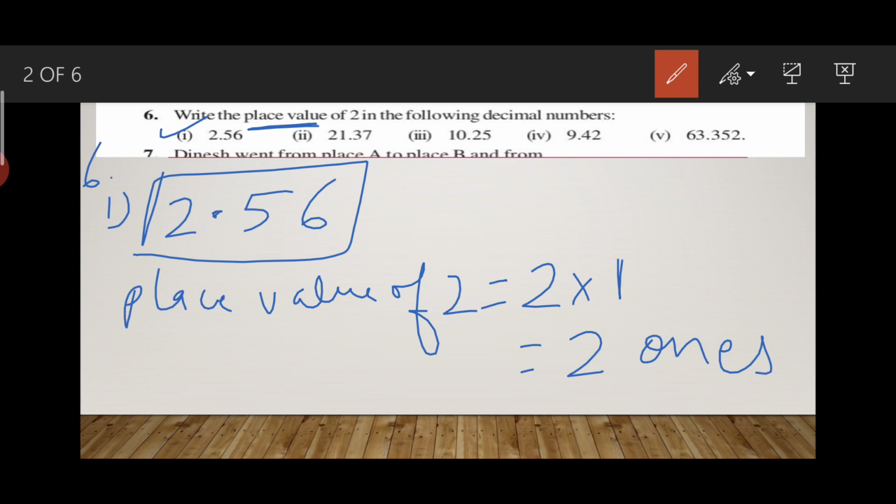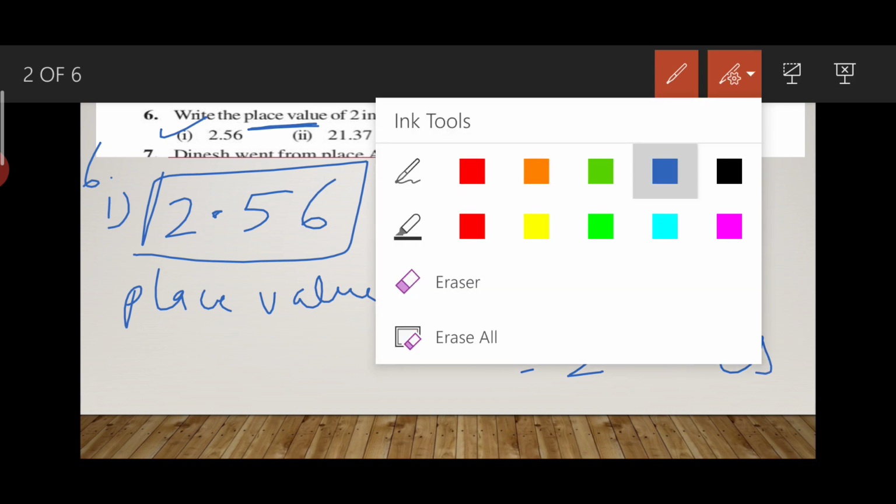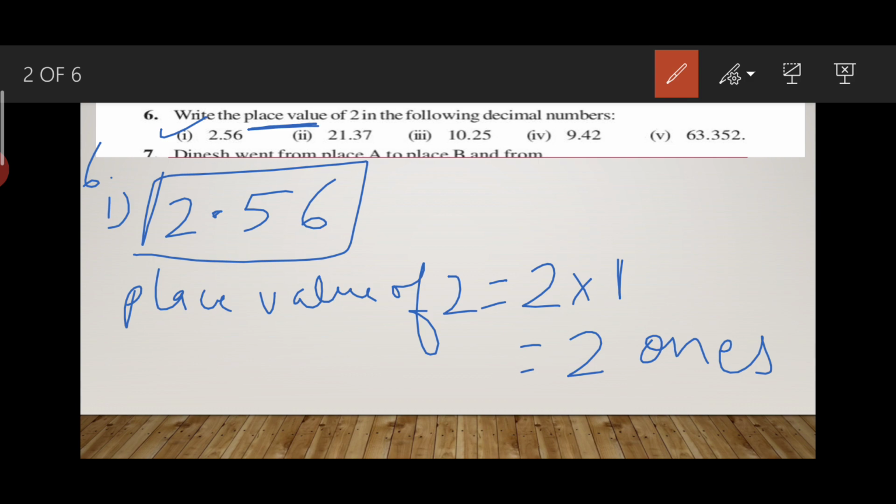Okay, moving on to the second part, note it down. Then we will move to the second part, that is 21.37.